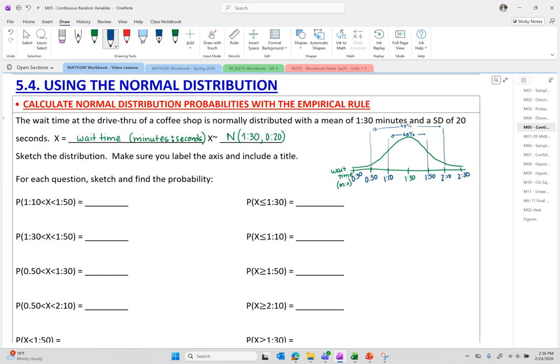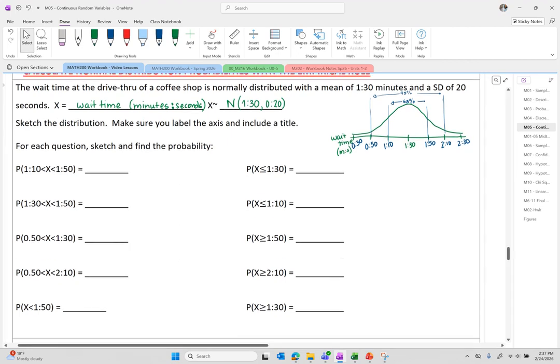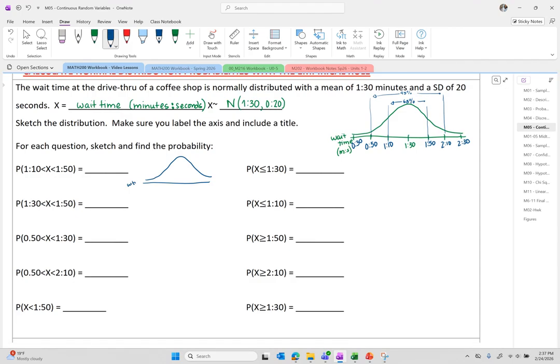They are asking you to find the probability that X will be between 1 minute and 10 seconds and 1 minute and 50 seconds. So if I sketch my curve, remember to label wait time. The units are minutes and seconds. This is 130. Draw your 3 tick marks to the left and to the right. They go up by 20, so 150, 210, 230. Going to the left, 110, 050, 030.